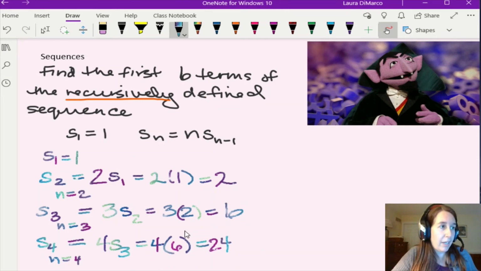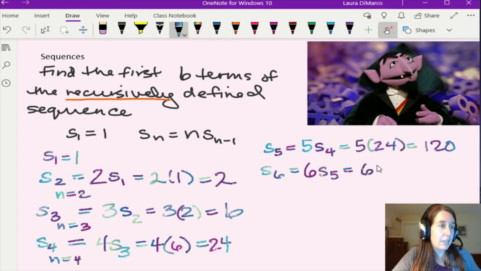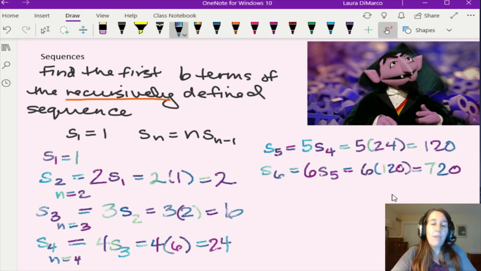So right now I'm on S sub 4, so now I can find S sub 5 because I know S sub 4. So S sub 5 is 5 times S sub 4. So 5 times 24, okay, which is 120. And then finally, S sub 6, that's the 6th term in the sequence, is 6 times S sub 5, which is 6 times 120, or 720. Okay, and then notice in this one, we're really not asked for the 100th term, so we're cool there.